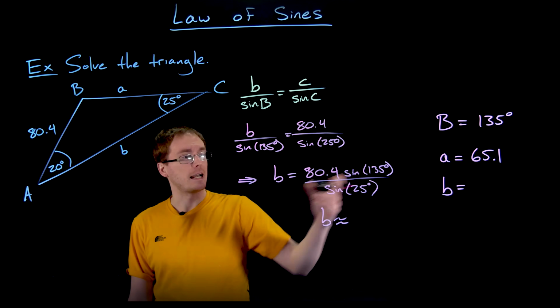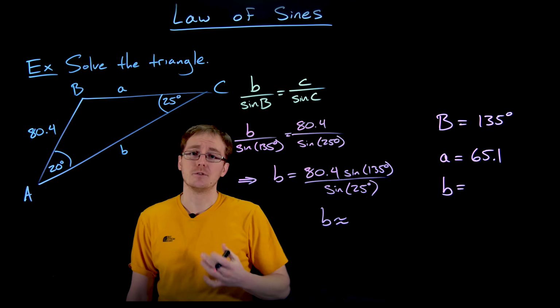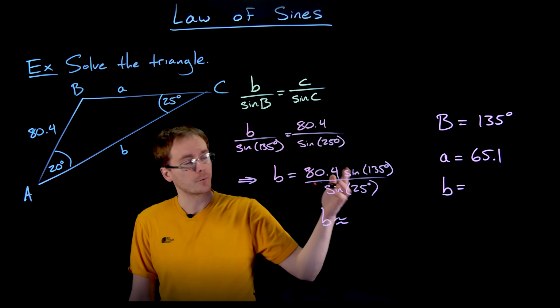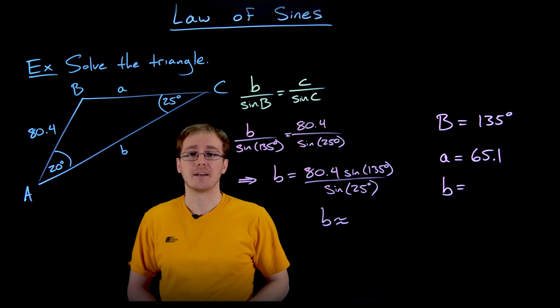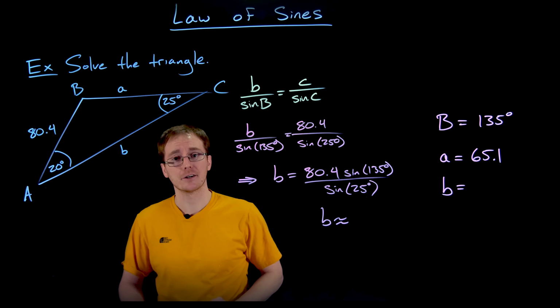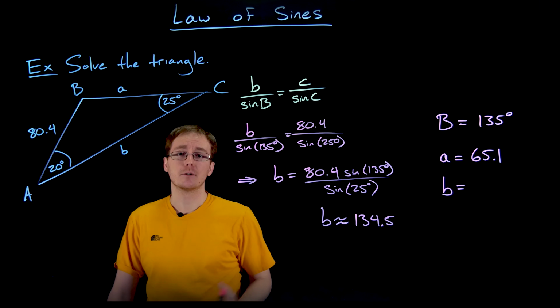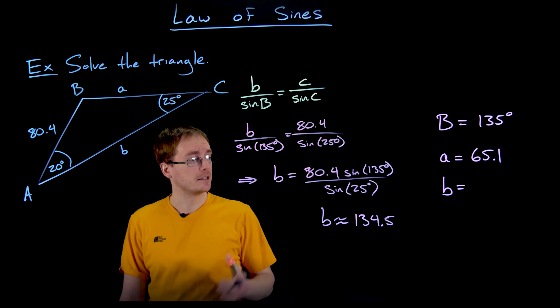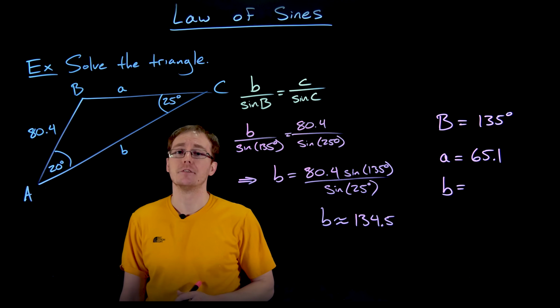And we could find the exact value of sine of 135 degrees using our unit circle, but we're going to have to approximate that value of sine of 25 degrees anyway, so let's not bother. When we plug all this into our calculator, we should end up with side length B being about 134.5 units.